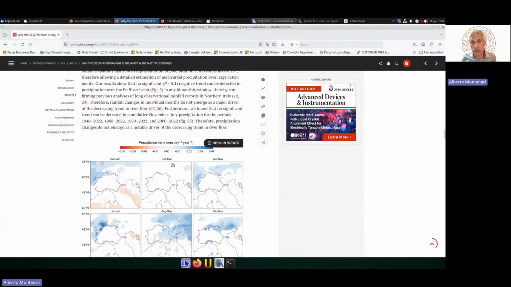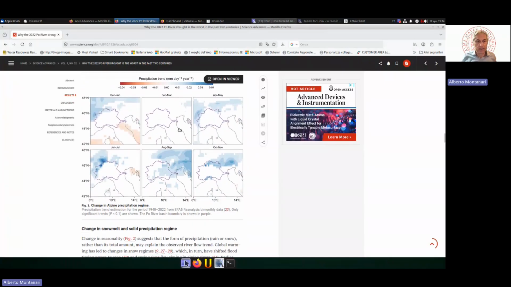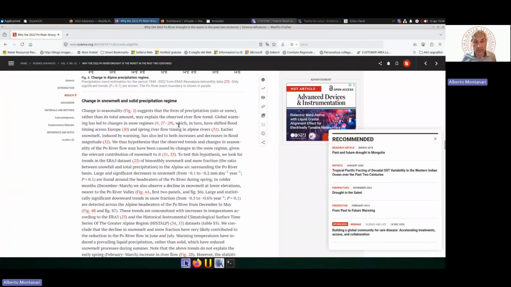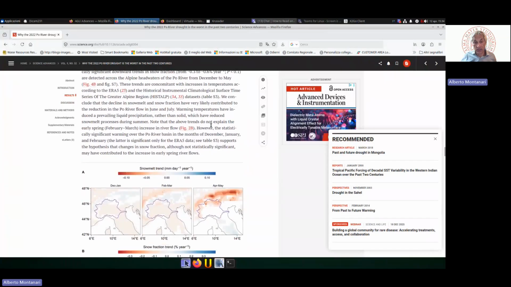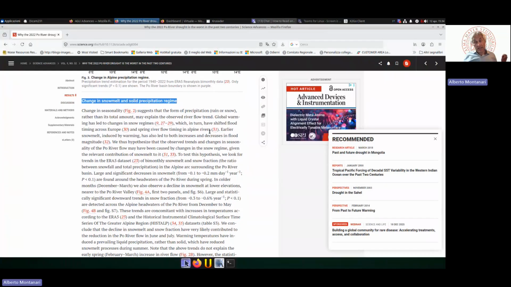And here we discuss also the kind of data that we analyzed and the methods that we use to analyze the data. So what is then the reason for the change in river flow? Here there is a discussion of change in snowmelt and solid precipitation regime. And here we prove, with the aid also of a figure presented below, that it's not the precipitation that has changed, but rather the solid precipitation and the snowmelt.